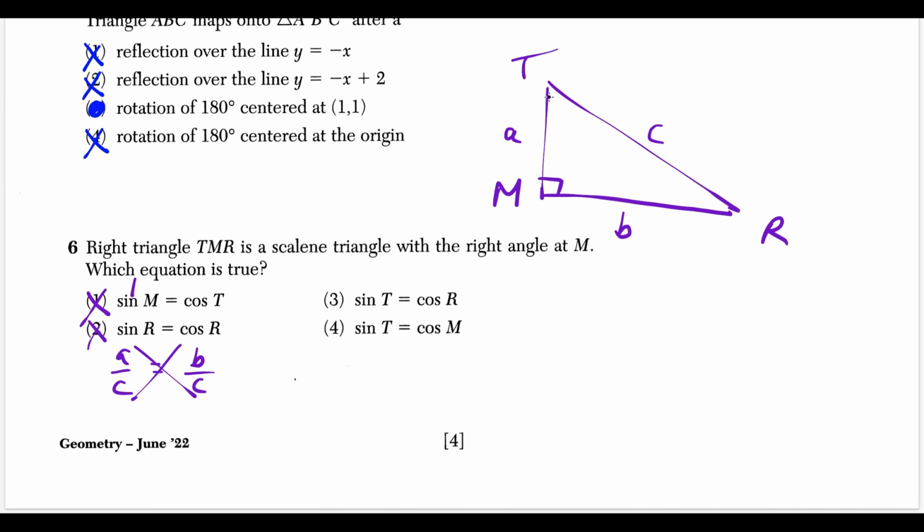Now for choice 3, we have sine of T. Opposite of T is the side that we labeled with a lowercase b, and the hypotenuse is C. And is that equal to cosine of R? Adjacent to R is B over the hypotenuse C. This one is checking out, so this looks like our answer. But just to be safe, if we look at the last one, sine of angle T would be B over C. And cosine of angle M, well, cosine of 90 degrees is equal to 0. And since this is an actual triangle, B is not going to be 0, so this wouldn't make sense. So 4 is out, definitely choice 3.